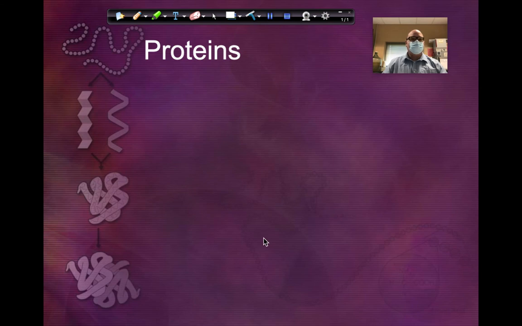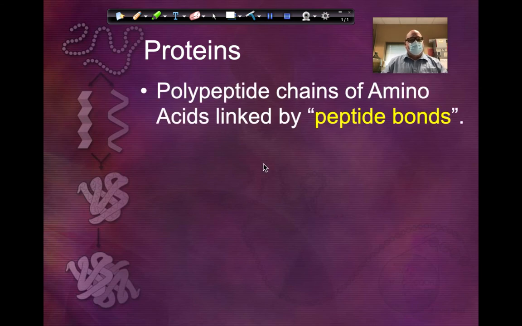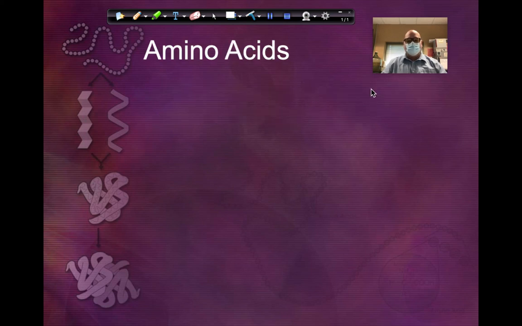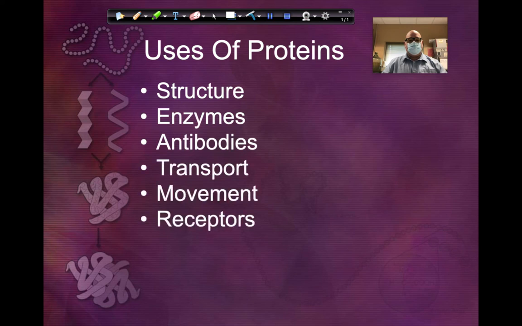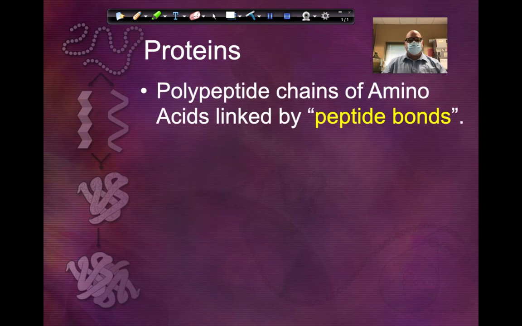Okay. Don't have to write down too much on this one. Proteins are what biochemists call polypeptide chains. And those chains are made out of amino acids. And we call the bonds between those amino acids peptide bonds.